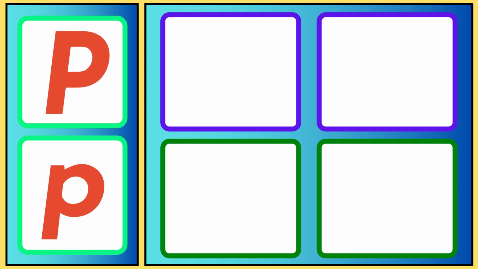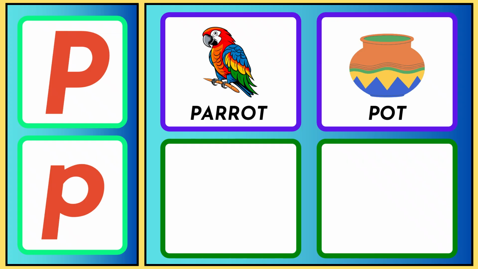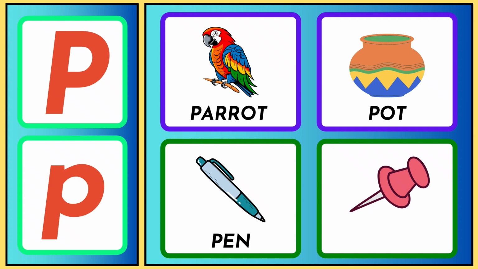Letter P. P sounds like p. P is for parrot. P is for pot. P is for pen. P is for pin. Don't forget the sound P.